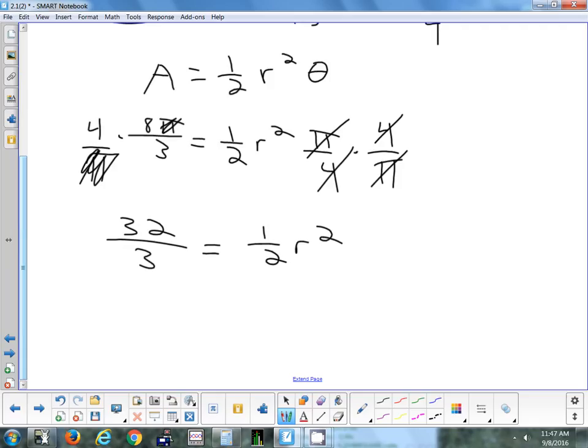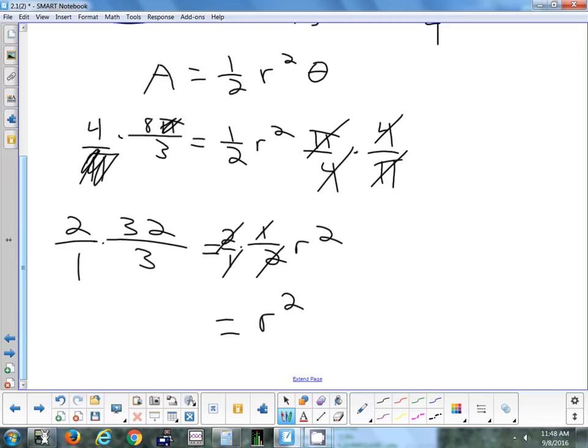Okay, next step, I would try to get that 1/2 on the other side. How do I do that? Jared? Yeah, it's really the same step we just did again. Multiply by the reciprocal. It's going to cancel the 2's. Multiply by 2 over 1 on the other side. So now the 1/2 is gone. You're left with r squared on the right.